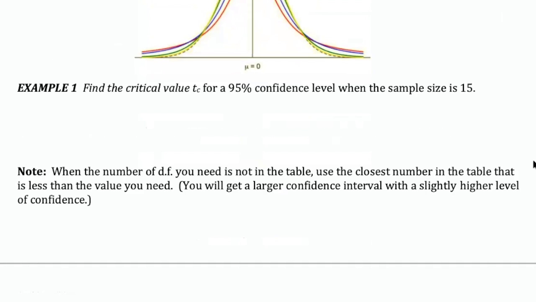The first thing that we're asked to do here is to find the critical value t sub c for a 95% confidence level when the sample size is 15. So in this particular example, our c value, the confidence level that we're looking to establish, is 0.95, 95%, and our sample size is 15. Remember, degrees of freedom are always sample size take away 1, and 15 take away 1 is 14.